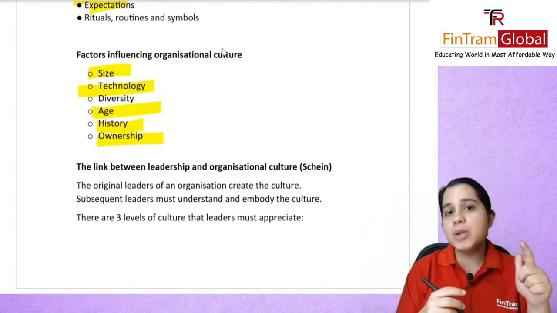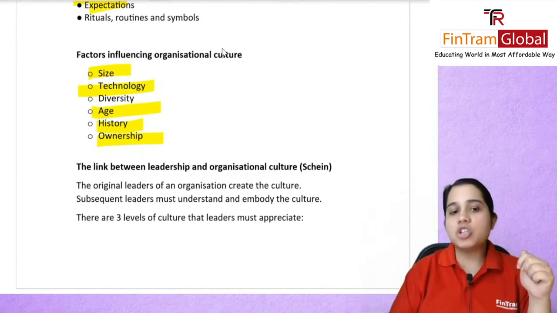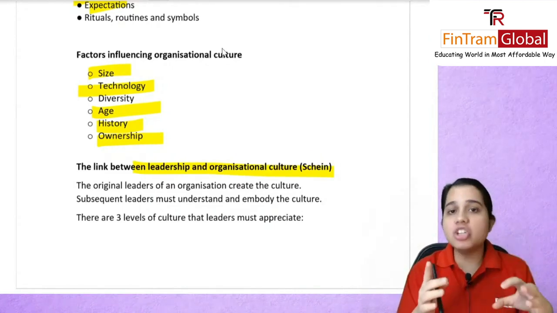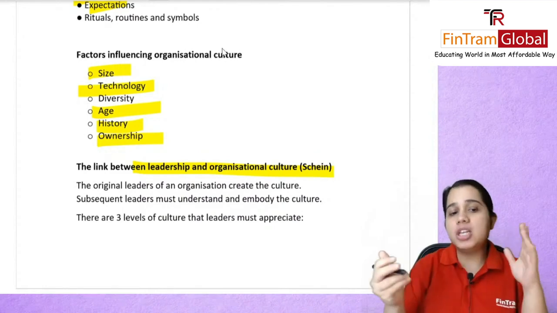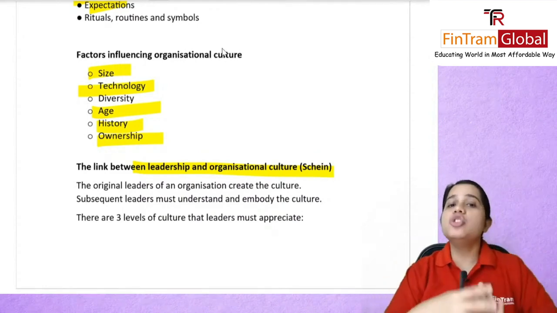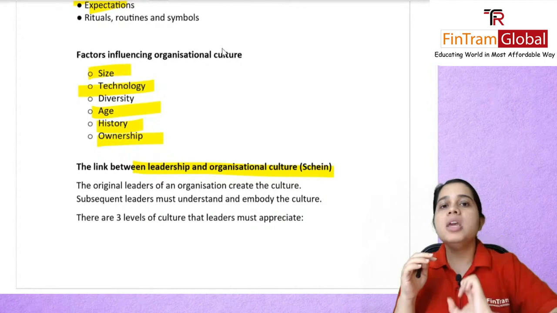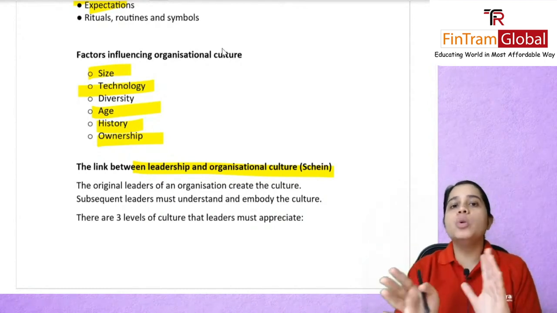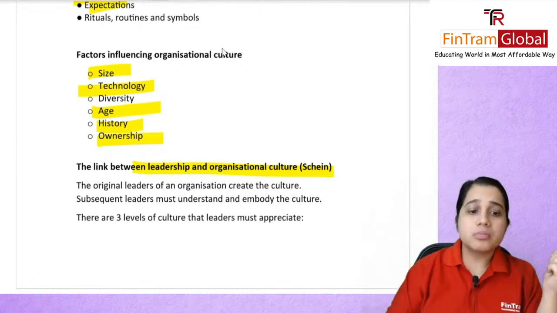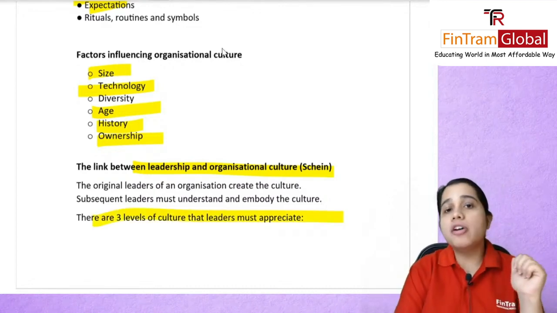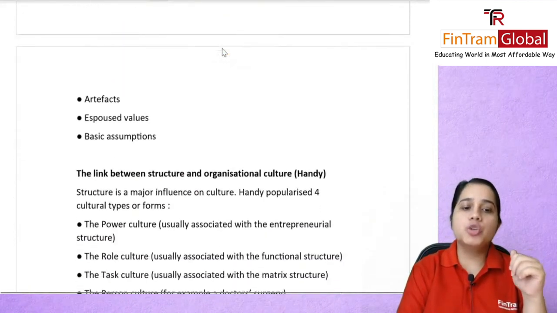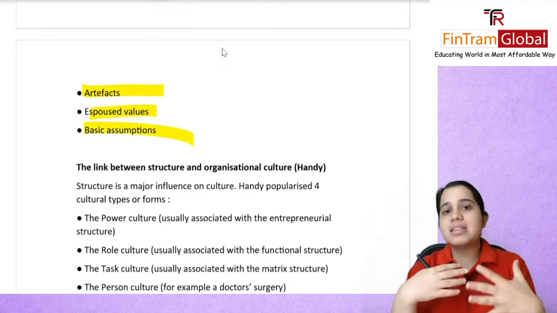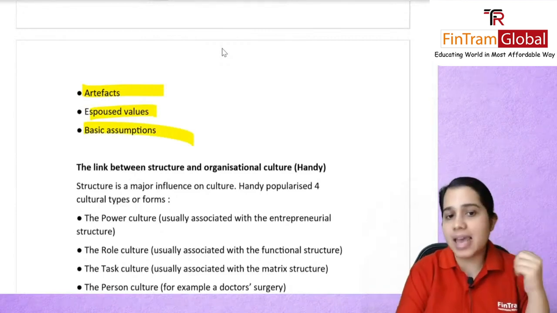Now, the link between leadership and organization culture was given by Schein, wherein he said that the original leaders of an organization are going to form the culture, and future leaders will be appointed only if they agree to that culture. There were three levels of this culture that leaders must appreciate. You have your artifacts, which can be seen. Your espoused values and your basic assumptions cannot really be seen as such.